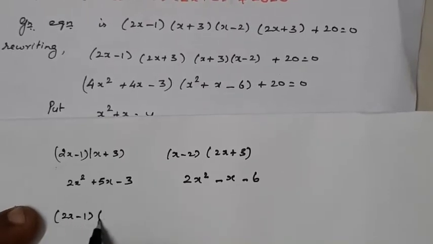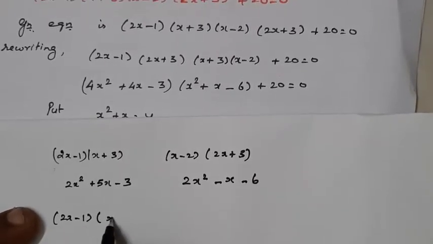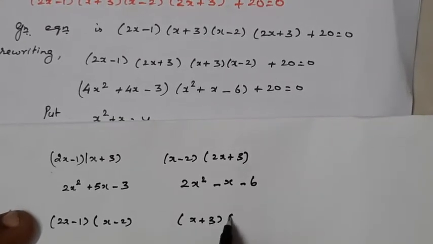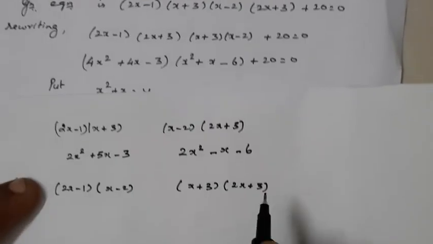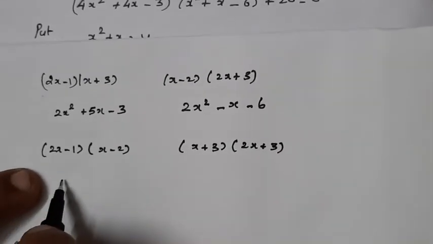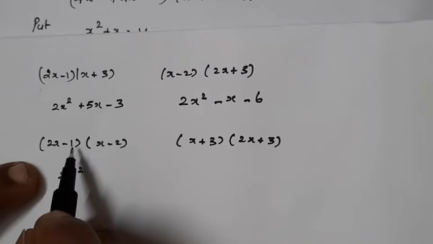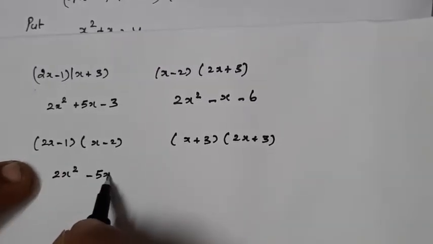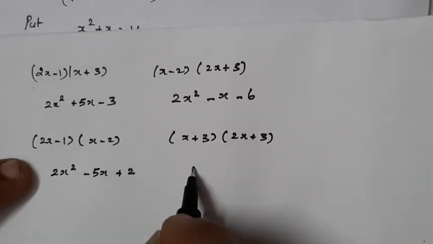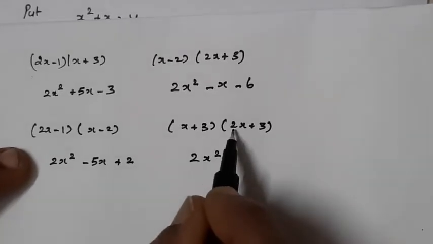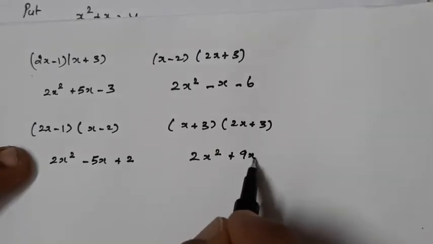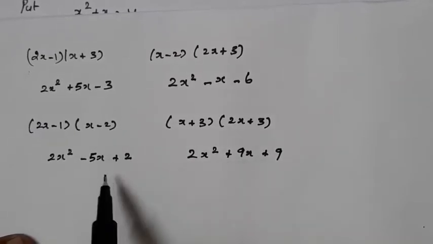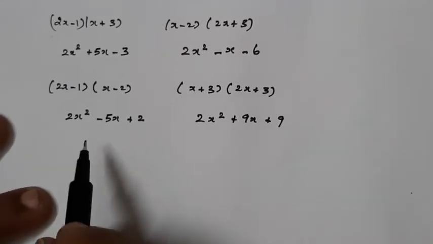Now let us choose the second possibility, taking the factors: first factor 2x minus 1 and third factor x minus 2, and second factor x plus 3 and fourth factor 2x plus 3. If you multiply this, you get 2x squared minus x minus 4x, so minus 5x plus 2. And then 2x squared plus 6x plus 3x, that is plus 9x plus 9. So in this case also you will get different coefficients of x.